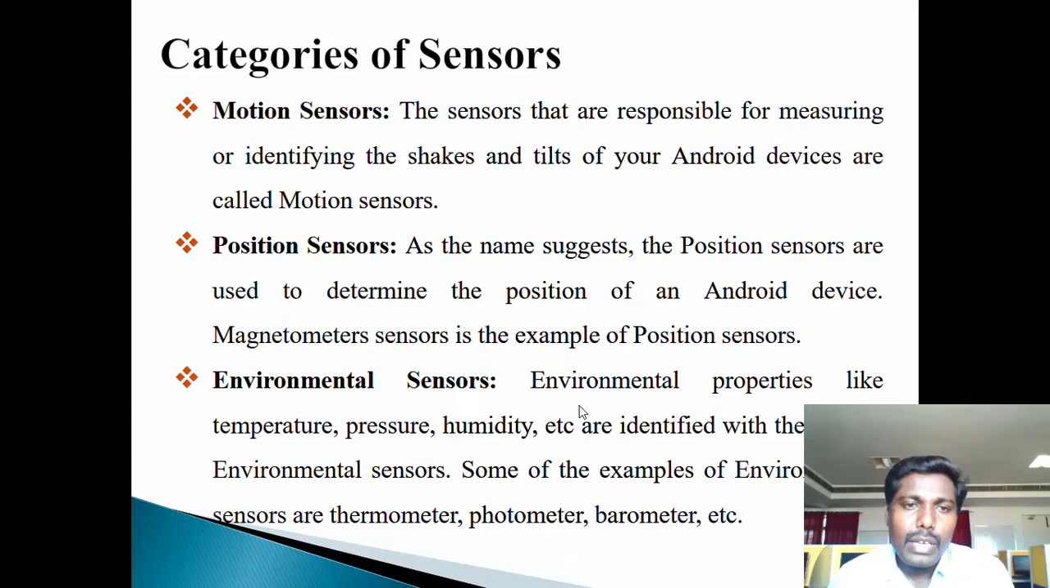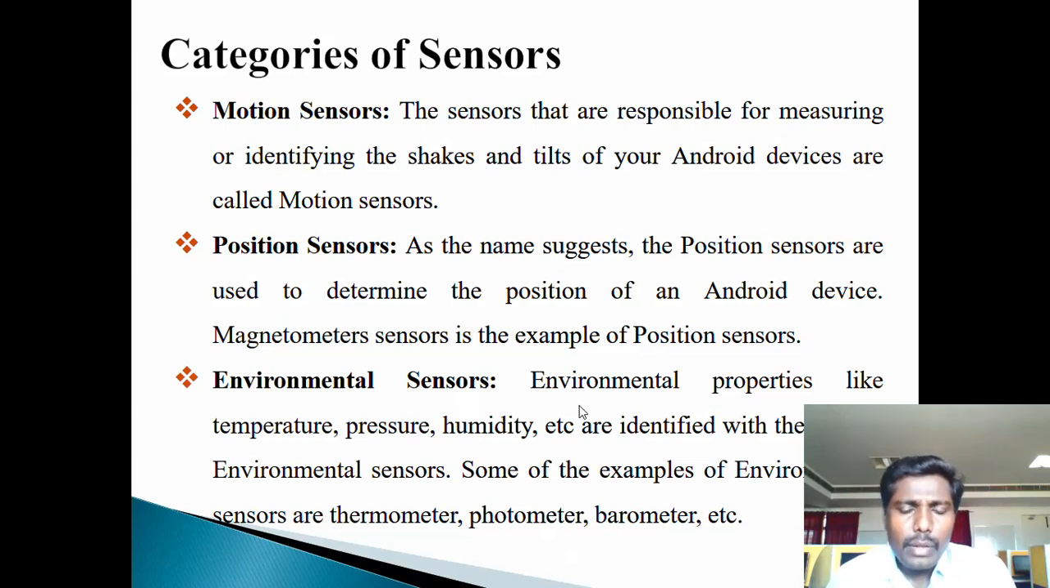You already saw in the above slide the x and y axis, the different coordinate system. That is how you position the sensor location. As the name suggests, position sensors are used to determine the position of an Android device. The magnetometer sensor is the best example for position sensors. The next one, environmental sensors. Properties like temperature, pressure and humidity are identified with the help of environmental sensors.